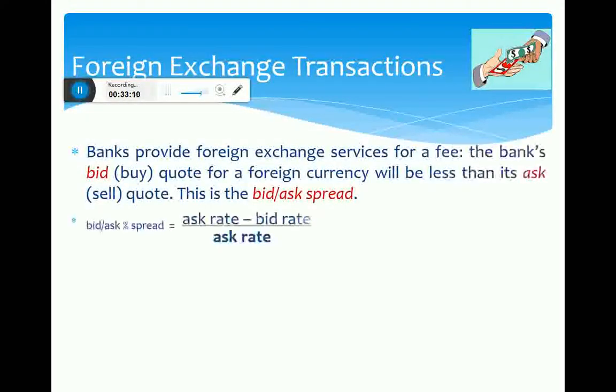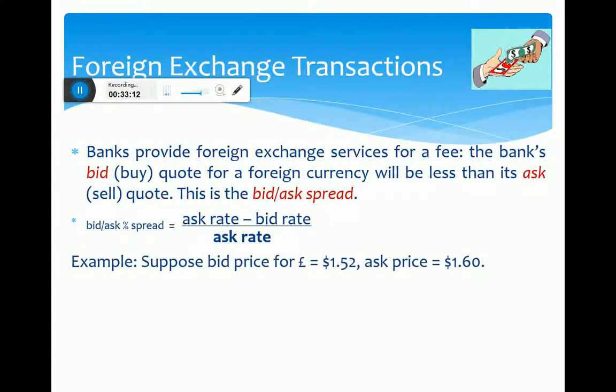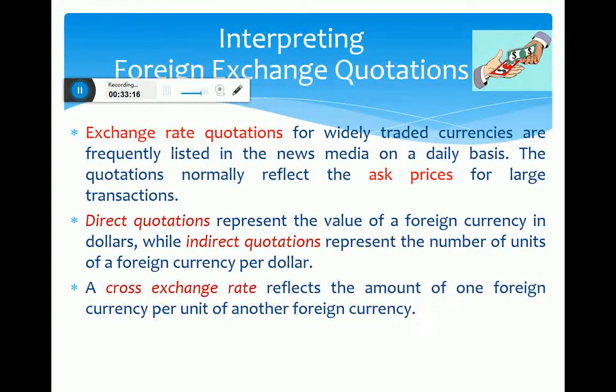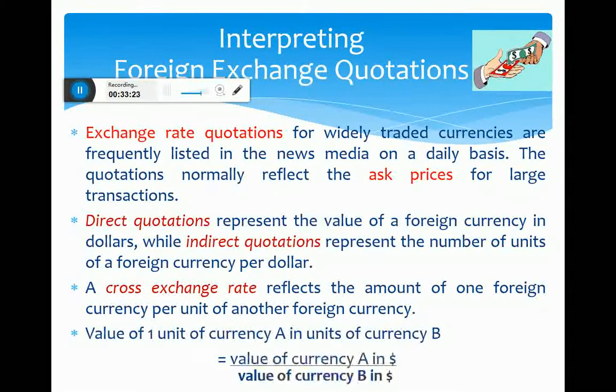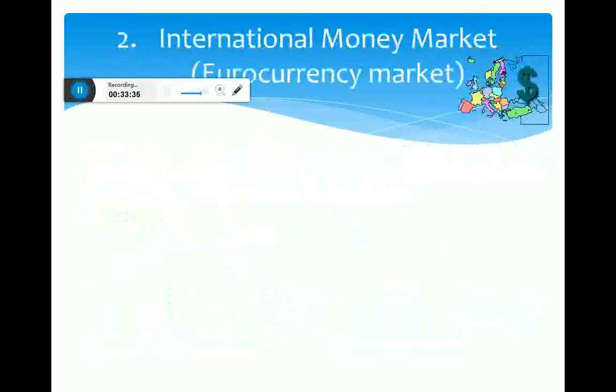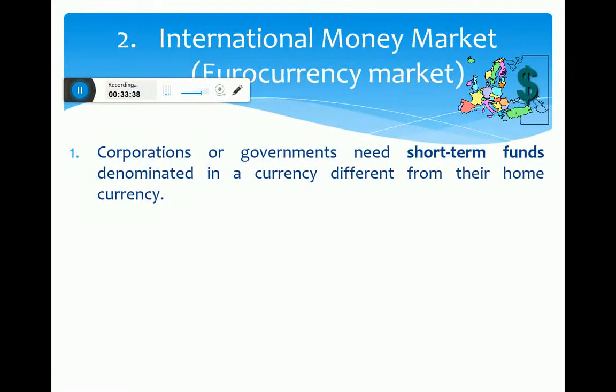And then there are currency exchange rates, the ask rate and bid rate that we discussed. And there is the cross rate, exchange rate quotations, and then direct and indirect quotation. And then we had the cross exchange rate. And then we discussed that there are 3 types of agreements that people do in foreign currency, which are called currency future, currency option, and currency forward. Now let's talk about the international money market or euro currency market.